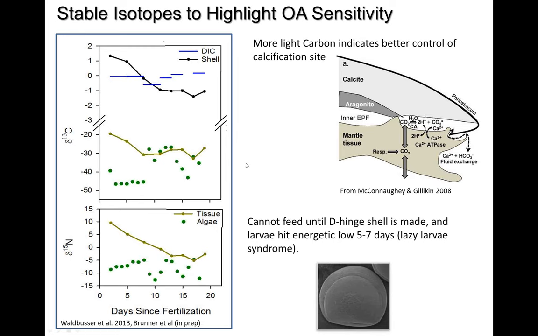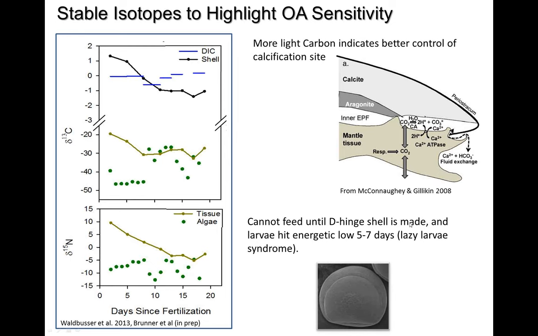And so, to summarize all this, in this early stage they seem to have less ability to control the calcifying fluid. They're more exposed to the ambient seawater chemistry and thus incorporating more of the DIC into the shell. And it takes them a few days until they actually get to the point where they're really reflecting their food. And so by day two, when they've already formed that first shell, they essentially have not incorporated any external food into the shell.